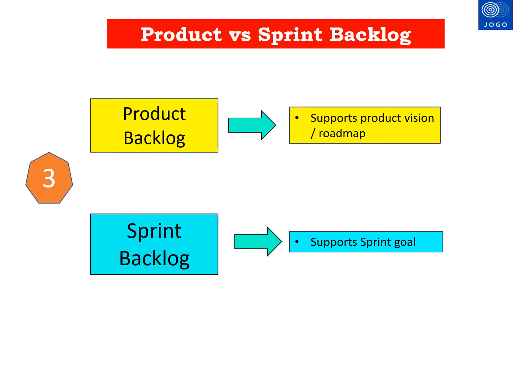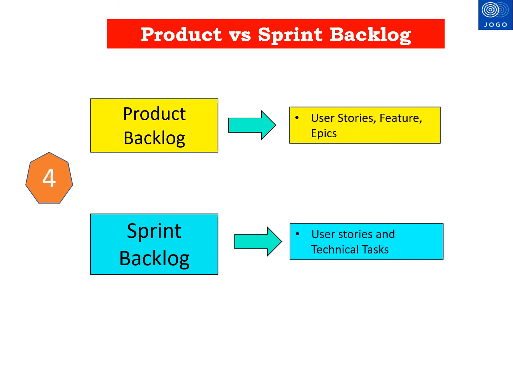Product backlog scope will cover the entire product vision. Sprint backlog scope will cover only the sprint goal or the commitment. Product backlog contains user stories, epics, and features. Sprint backlog contains the user stories plus technical tasks. Epics and features will be split into user stories before coming to the team to create a sprint backlog.